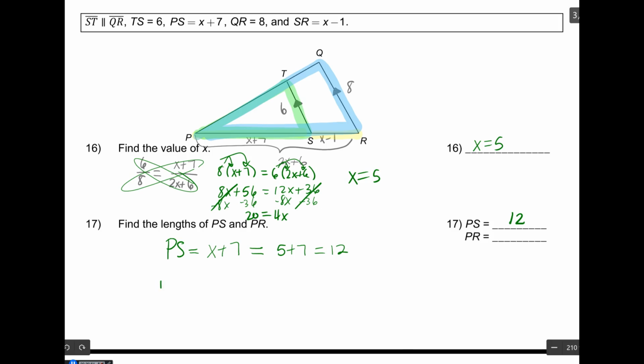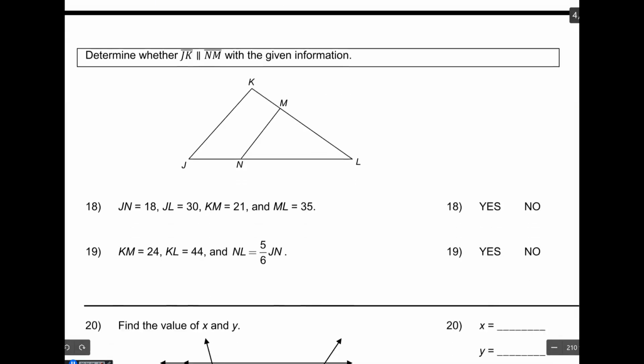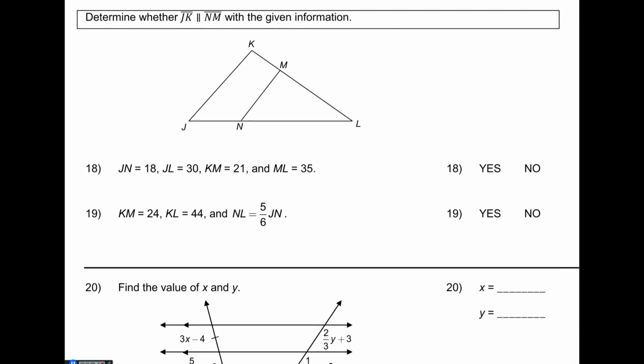All right, P to R. P to R is 2x plus 6. So 2 times 5 plus 6 is 16. Okay. Sweet.